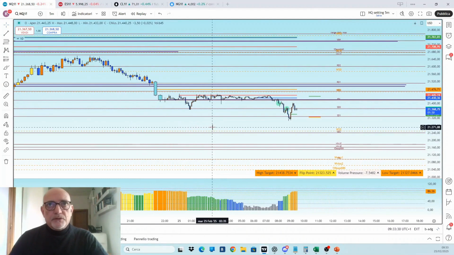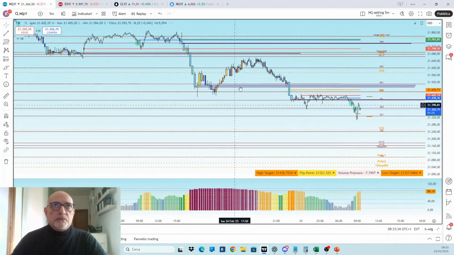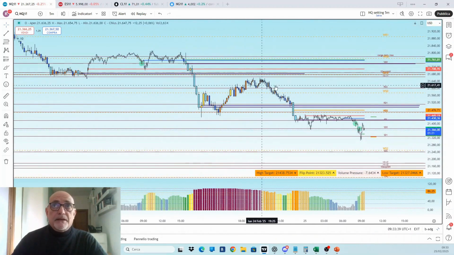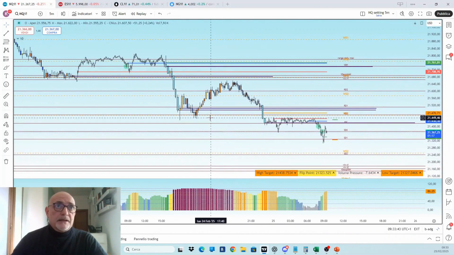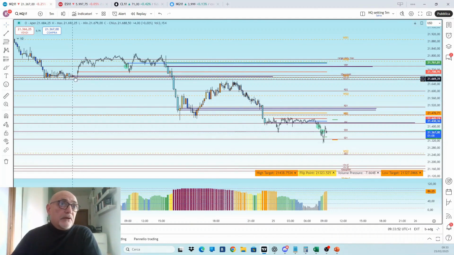Let's start for a moment from the Nasdaq yesterday evening. After the initial decline, there was an attempt to recover from the situation, but in short, there was no definitive spark that could lead to a more substantial recovery. We're basically below Friday's lows, so it's a week that started off on a downward trend.